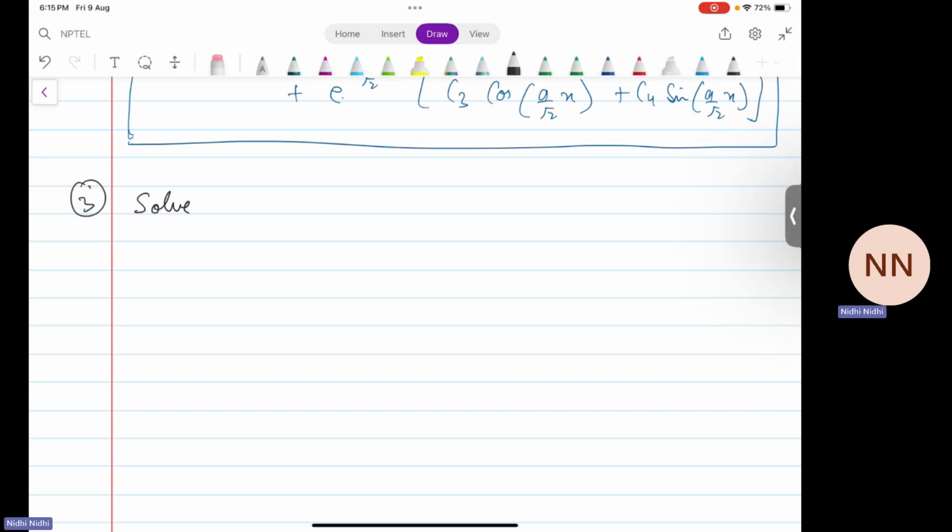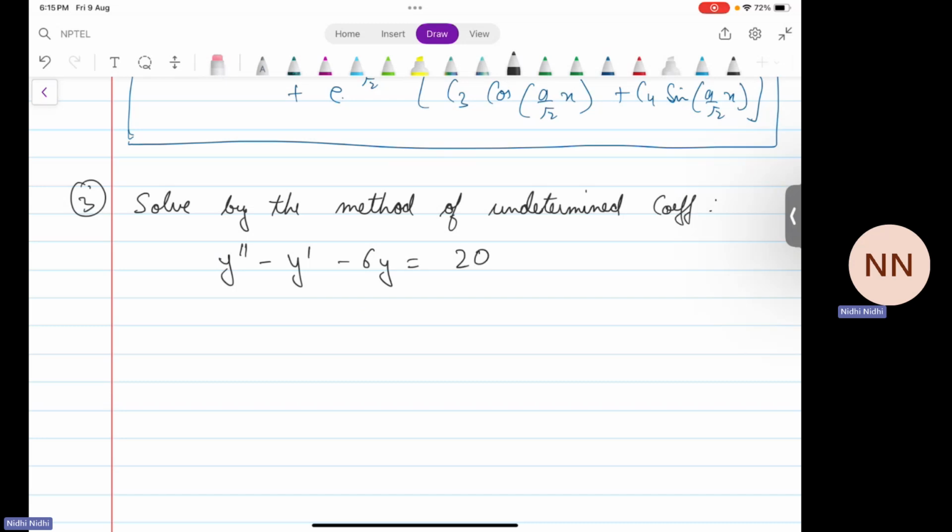So solve by the method of undetermined coefficients. The problem is y double dash minus y dash minus 6y is equal to 20 times e to the power minus 2x. Now in order to solve this, we'll start with the homogeneous part of this problem.